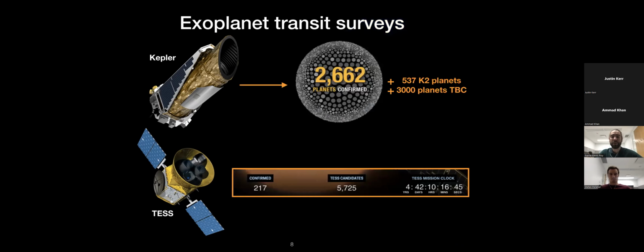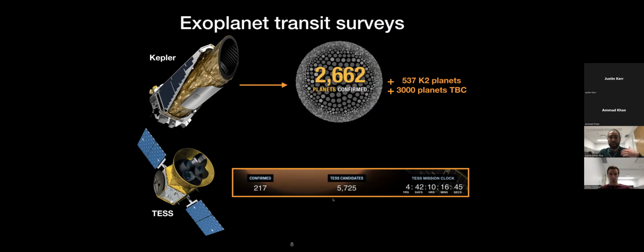And these missions were really a huge success. The Kepler mission is now accountable for thousands of exoplanets we know of. There are still thousands that need to be confirmed. And the TESS mission is more recent, so there are only a few hundreds that have been confirmed, but there are thousands of candidates that need to be followed up for confirmation.